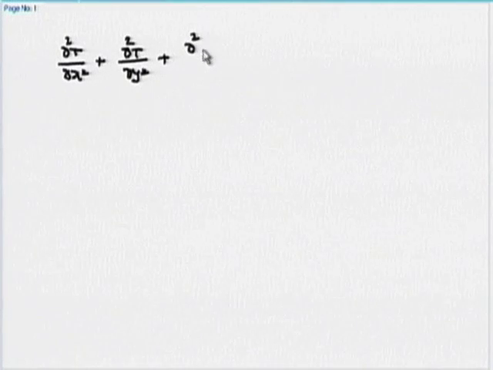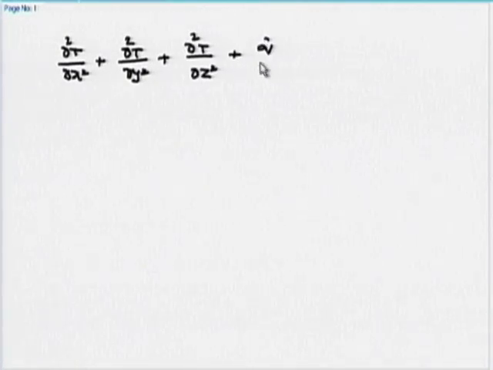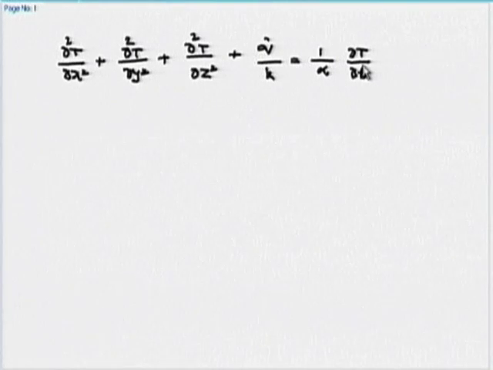the heat diffusion equation, what did we say in Cartesian coordinates, the heat diffusion equation? Del square T by del x squared plus del square T by del y squared plus del square T by del z squared plus q dot by k equal to 1 upon alpha del T by del t. This is what we have derived in the Cartesian coordinates.